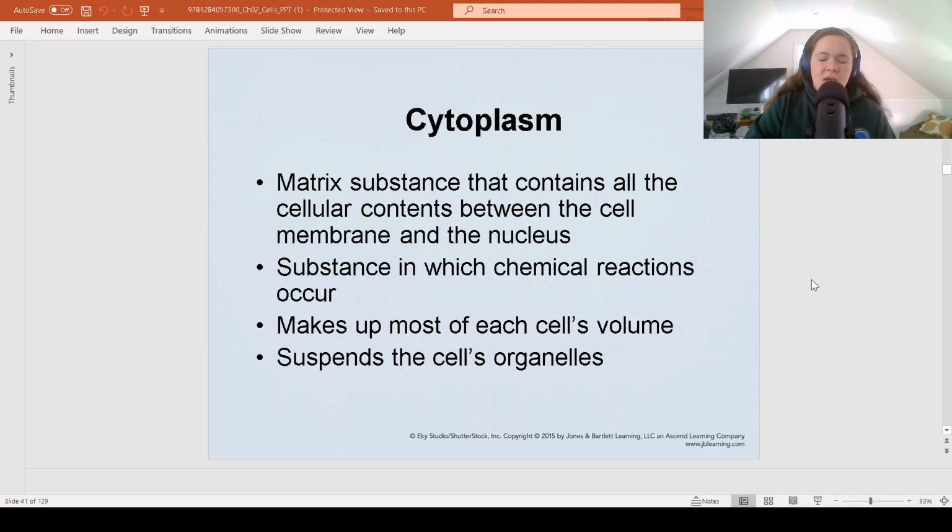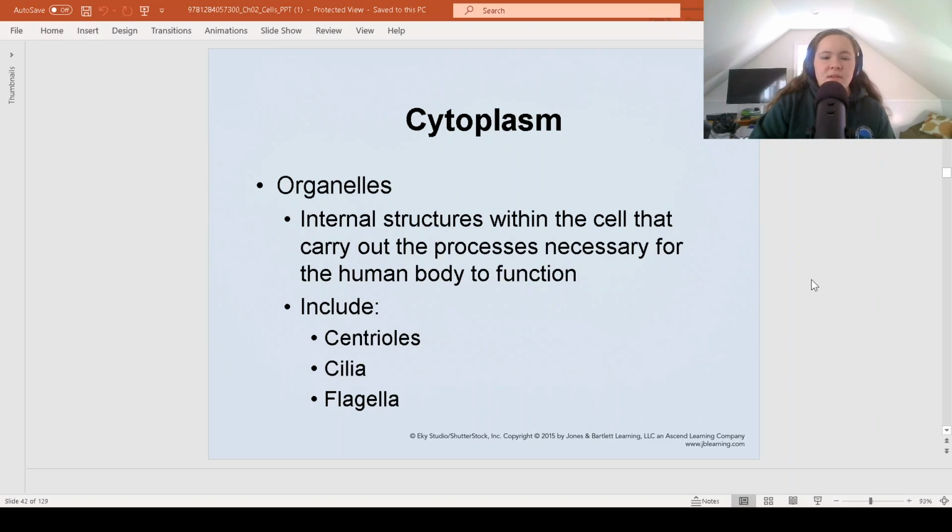Cytoplasm is the matrix substance that contains all of the cellular contents between the cell membrane and the nucleus, the substance in which chemical reactions occur. This makes up most of the cell's volume and suspends the cell's organelles. Cells' organelles are internal structures within the cell that carry out the processes necessary for the human body to function.